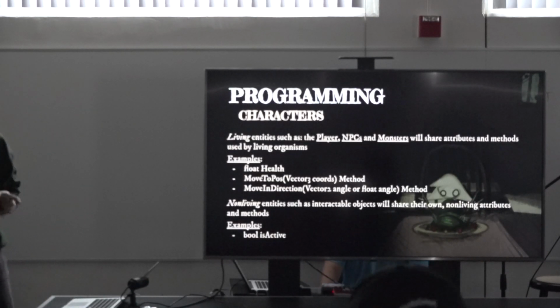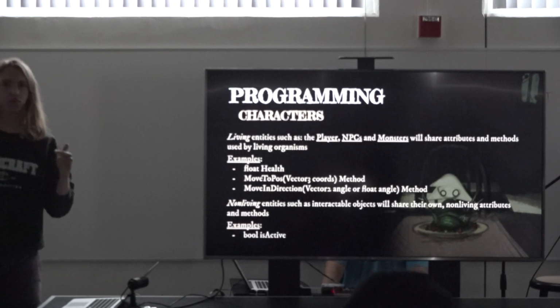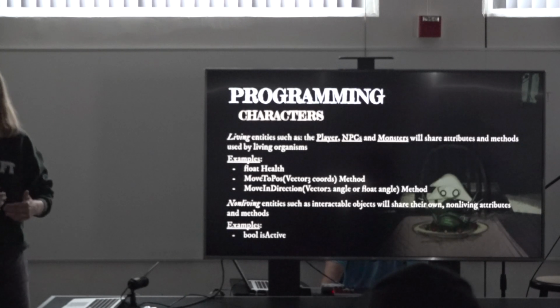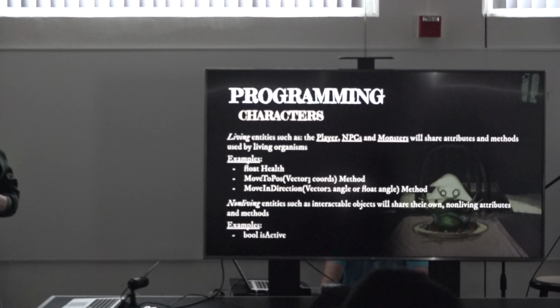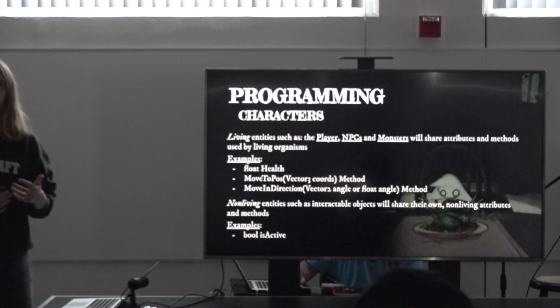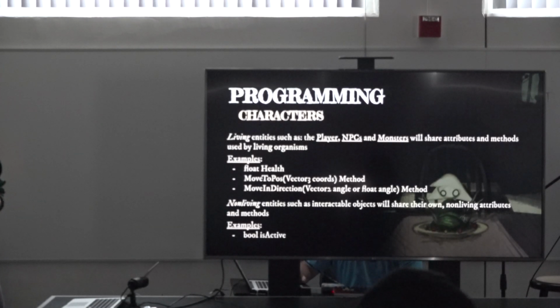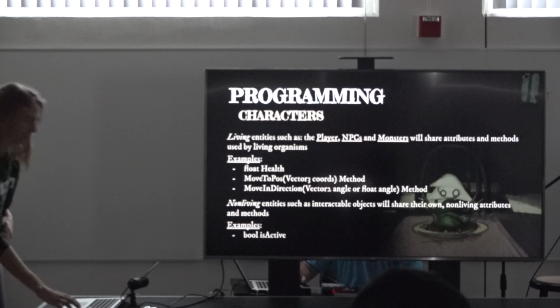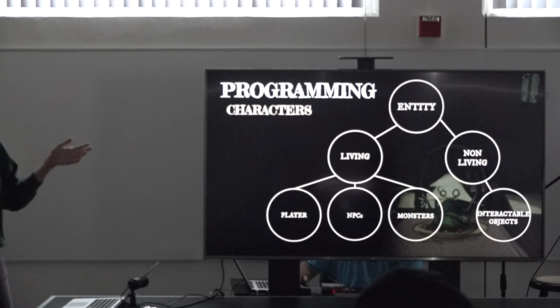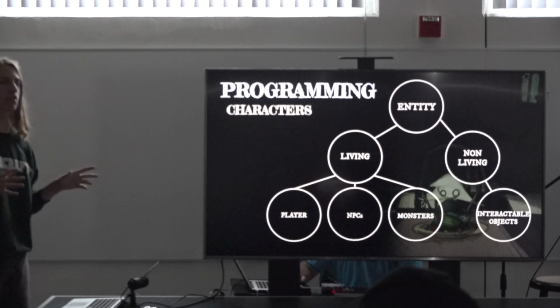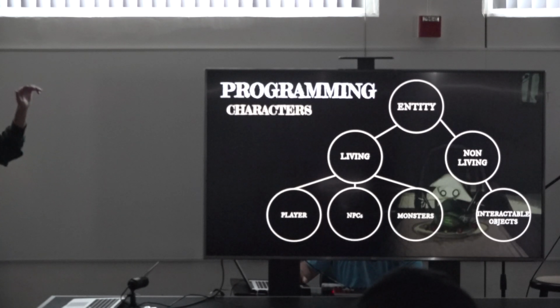For example, living entities, such as the player, NPCs, or monsters, could share attributes such as health or methods to move around and animate while they're doing so. Non-living entities could share stuff such as an isActive variable, which allows us to know whether or not that certain non-living entity has been interacted with. Here's an example of a tree that could be used to map out how we would program this all and what objects would inherit attributes from other objects.